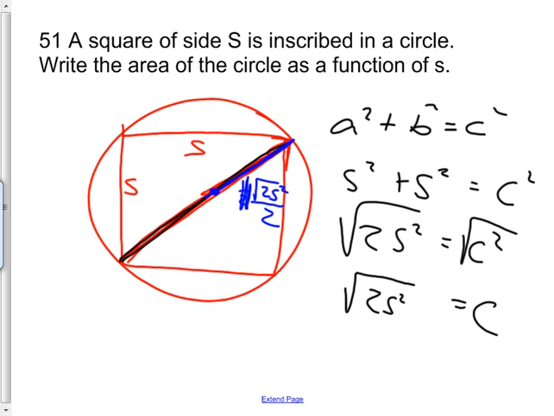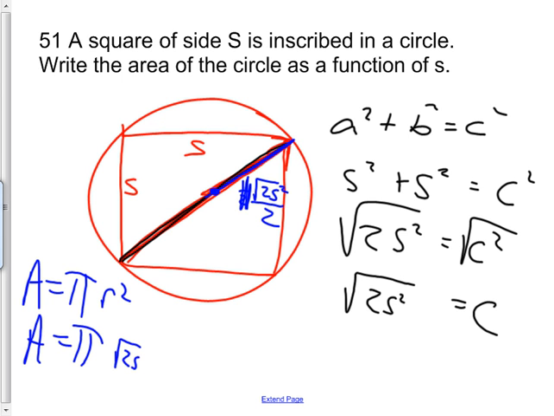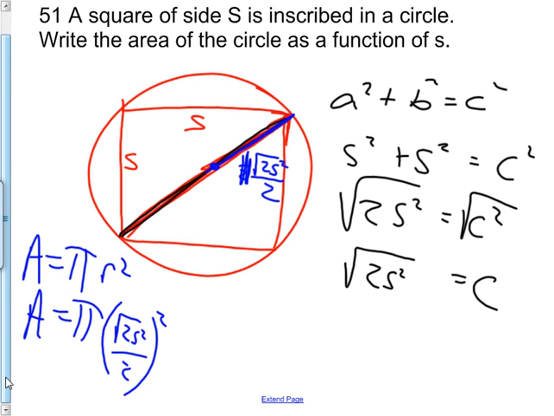Now the easy part. They want the area of the circle. Area of a circle is pi r squared. Area of this thing is pi, and then I just figured out r. What is it? The square root of 2S squared over 2. There's the radius, squared. There's my answer. It's only got S's in the answer. Pi isn't the variable, it's 3.14. So I got my answer with only S's in it. That's a 2 down there.